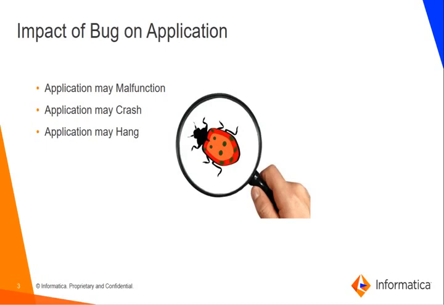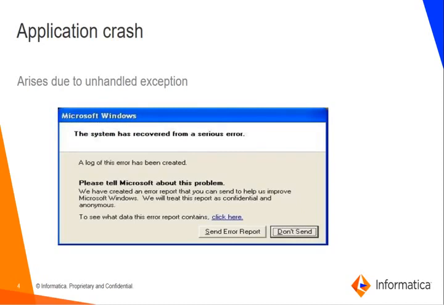Impact of a bug on an application. If there is a bug in any application, it may cause the application to malfunction, crash, or hang. What is an application crash? When a software application stops functioning properly and exits, this is called an application crash.